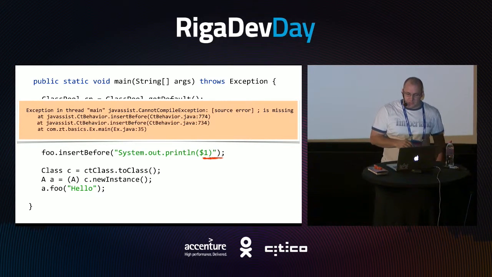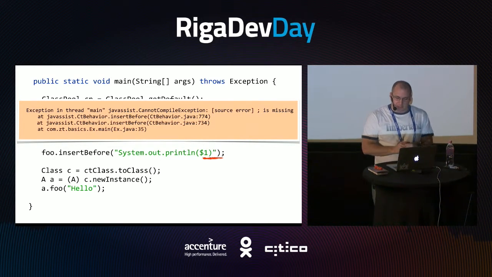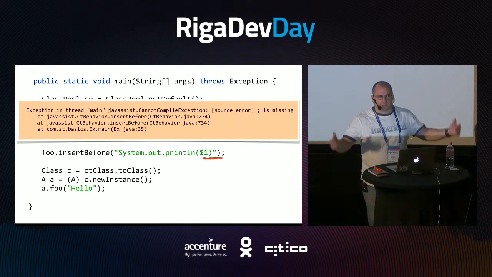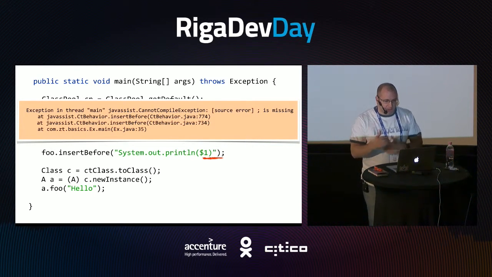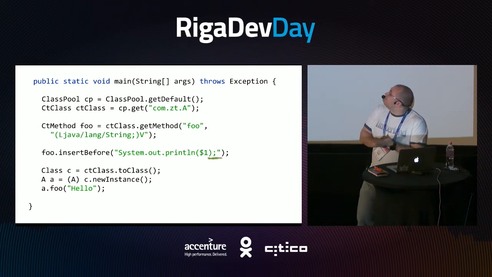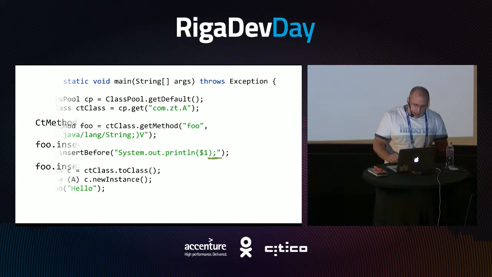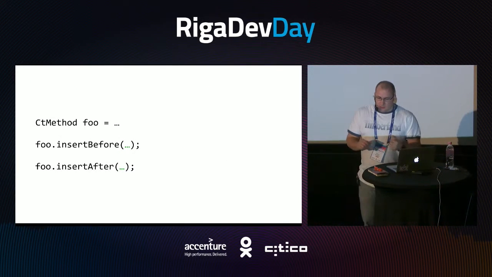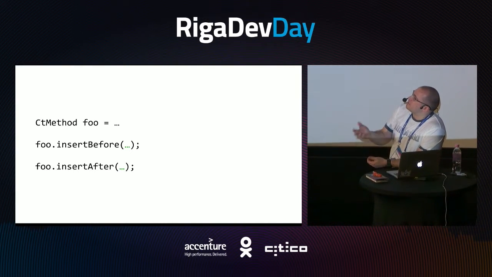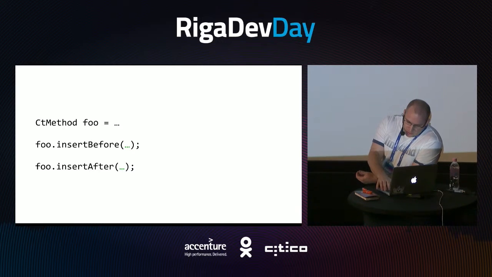But most of the Javassist messages are quite ugly. You have no clue why it crashes, especially if you have a lot of strings, like if you are inserting a lot of code at once. So you need to fix that. So basically, yeah, you can do all kinds of manipulations. You can insert some code before the method, some code after the method. What is it good for?